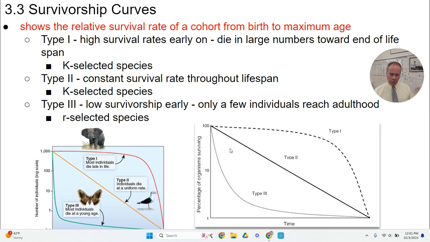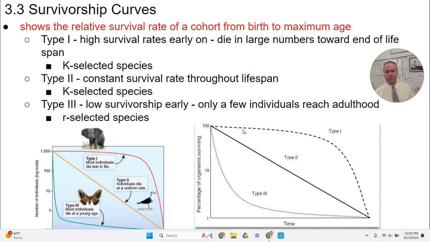Type 2 survivorship, the line that we see here, basically means that individuals die at a relatively uniform, constant rate. It's just sort of a straight line from early birth to adulthood and to maturity and beyond. And so what we see is a relatively constant survivorship here.